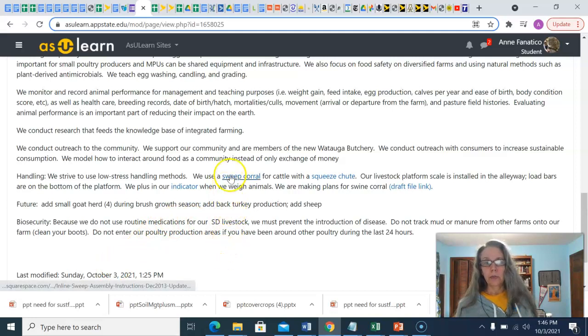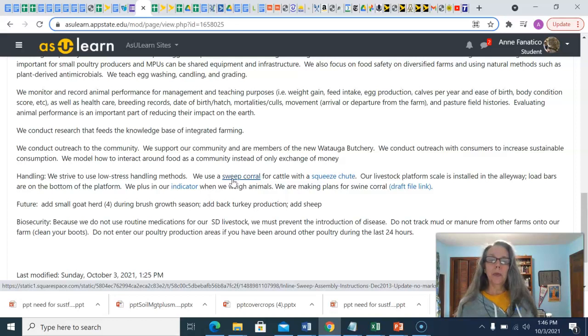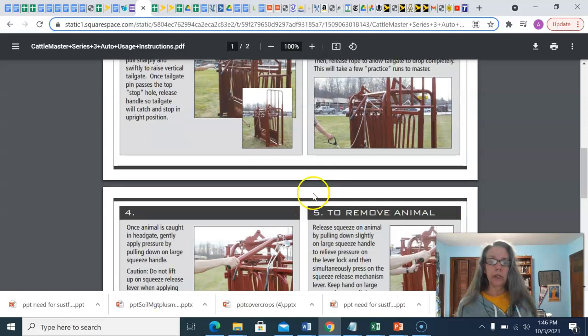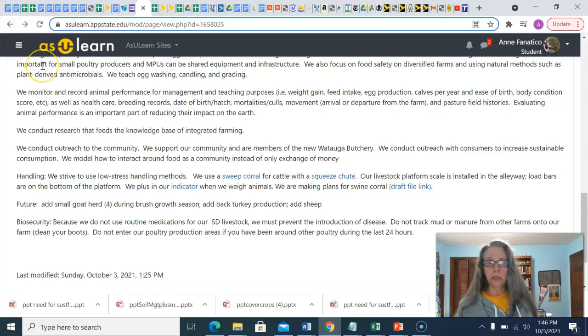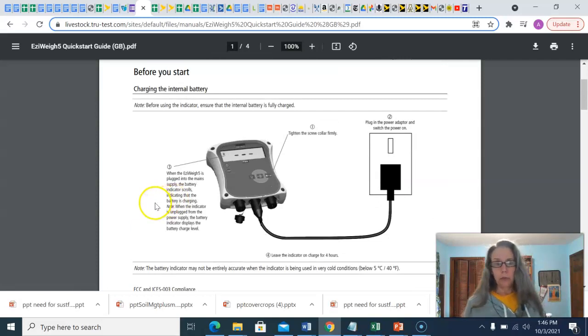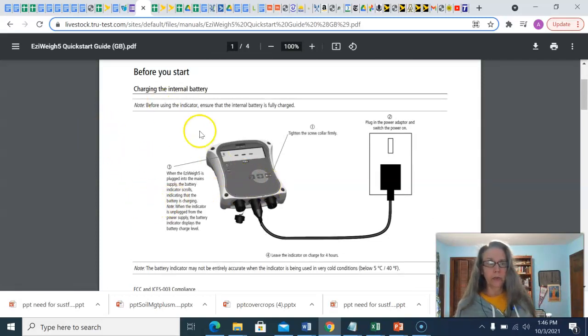And then I also had some useful resources here in the case study for you about how our squeeze chute operates. This is something that I think everyone needs to know about how animals can be handled humanely and securely using a squeeze chute, using our scale. We have a platform scale, and we attach our indicator whenever we're weighing animals. Otherwise, we keep the indicator inside.